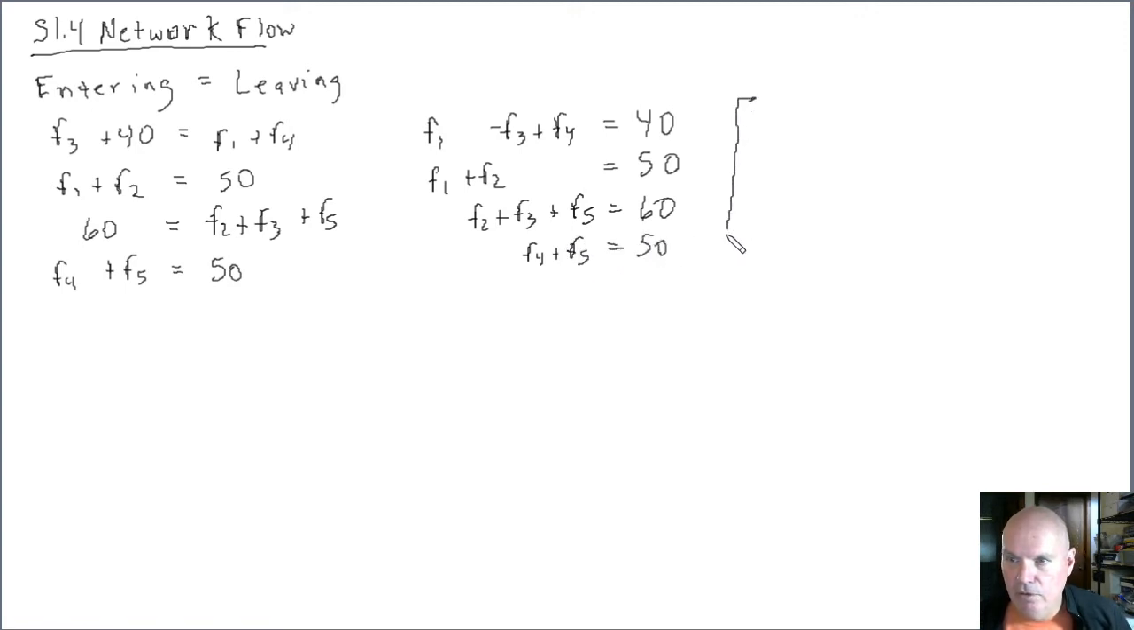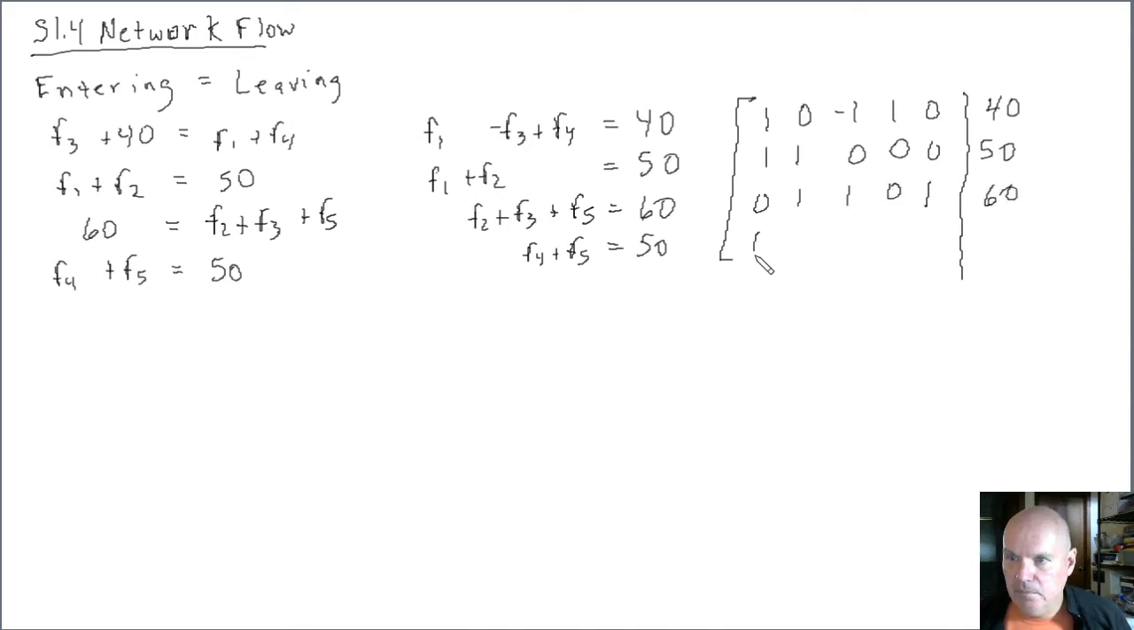Okay, so I'll go through the steps here. Here's my augmented matrix: 1, 0, minus 1, 1, and 0. We've got 4 equations and 5 unknowns. And then my constant for this first equation would be 40. From the second equation, I've got 1, 1, 0, 0, 0, 50. From the third equation, I've got 0 F1, 1 F2, 1 F3, 0 F4, 1 F5. That's equal to 60. And then for this last equation, I've got 0, 0, 0, 1, 1, and 50.